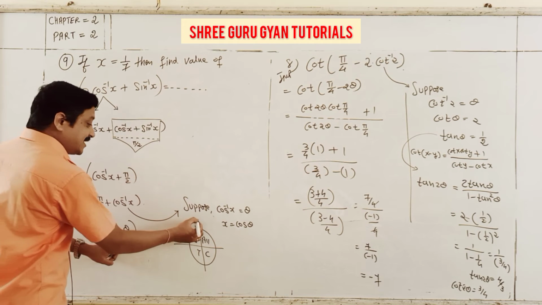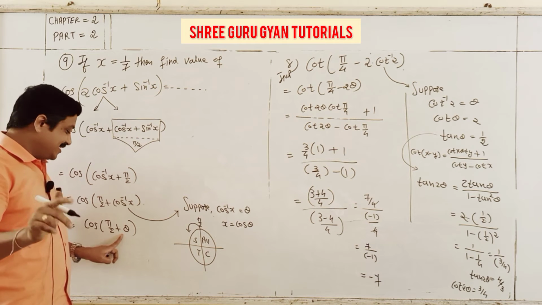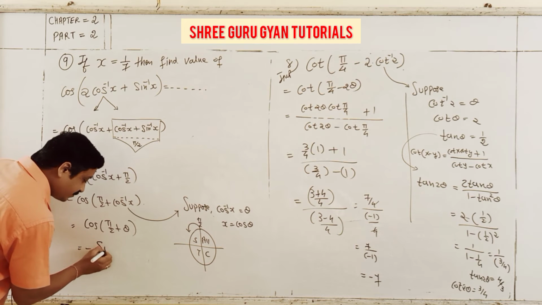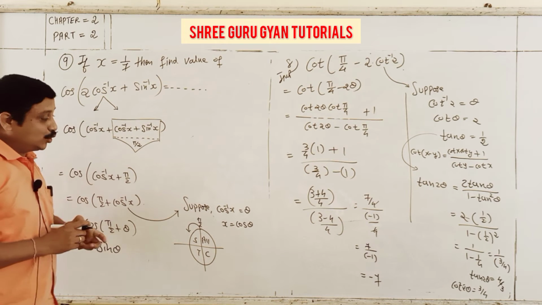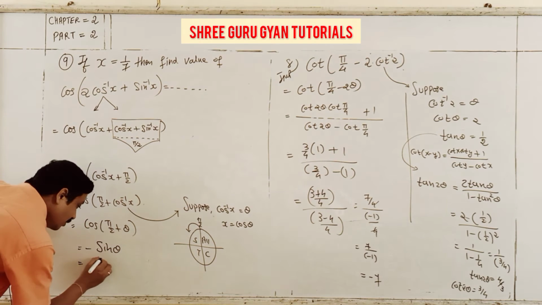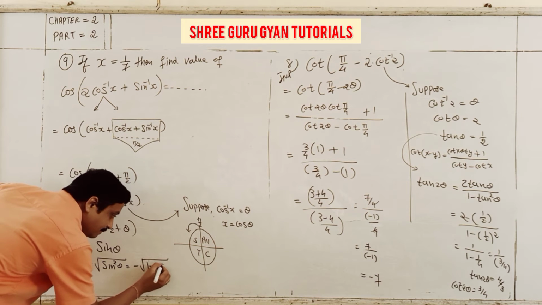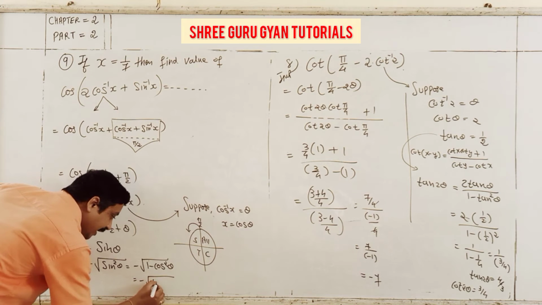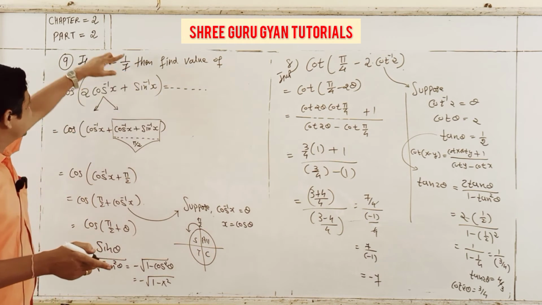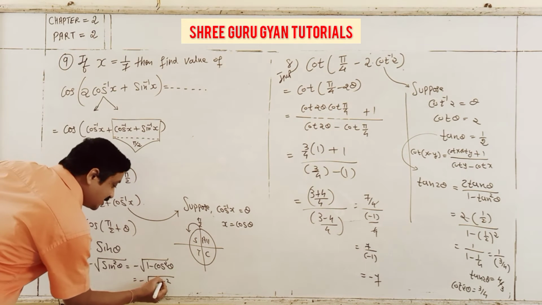90 plus means going anti-clockwise, the second quadrant, and in the second quadrant cos is negative, and 90 changes it to sin theta. I know cos theta is x, so sin theta is under root sin square theta, that is under root 1 minus cos square theta, and cos theta is x, so x square. Now finally, the value of x is 1 by 7, put it there and finish your sum.